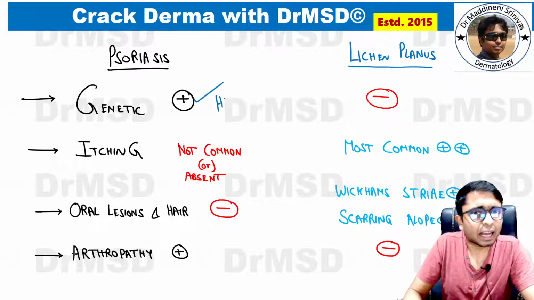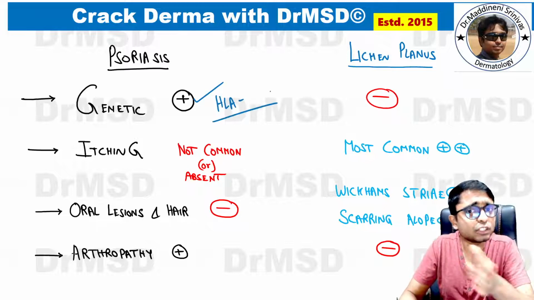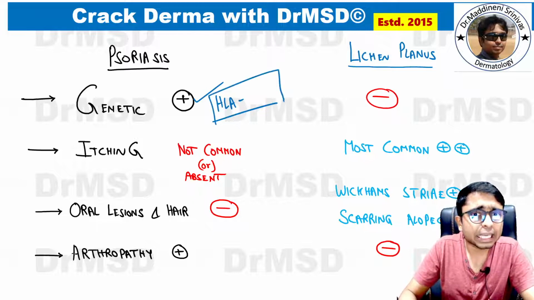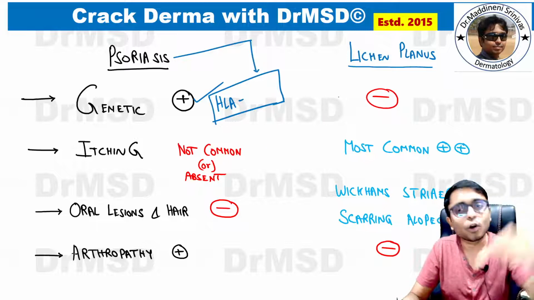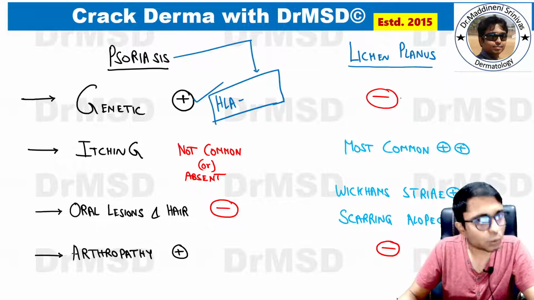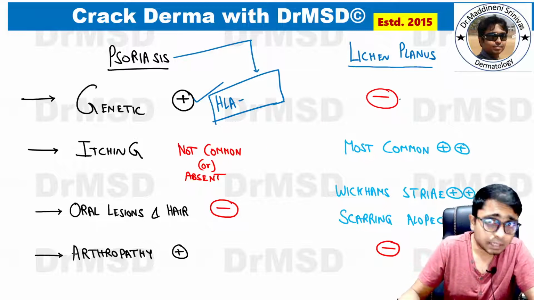Yes, this is a question for you. Just fill in the blank. What is the genetic association seen in patients of psoriasis? Type in the comment section. In lichen planus, there is no such genetic association seen till now.